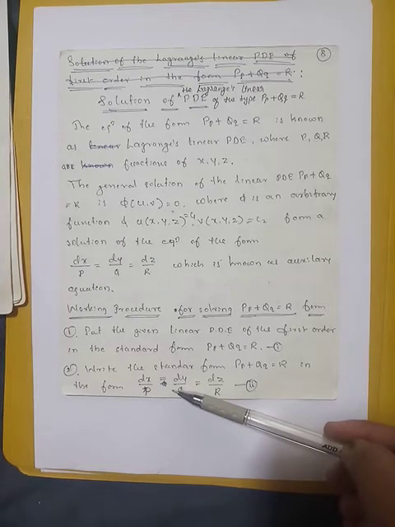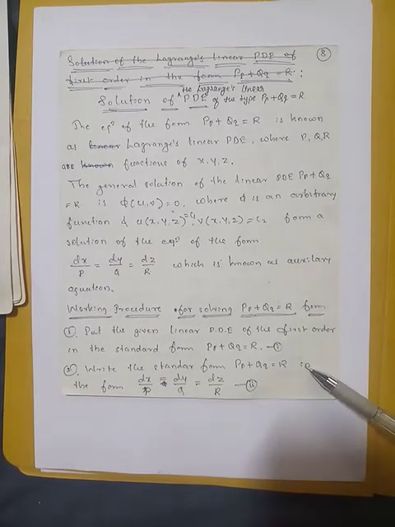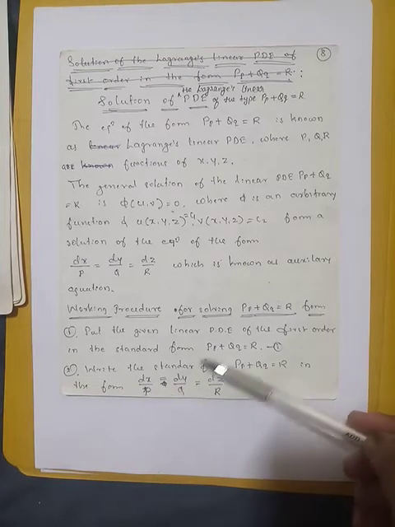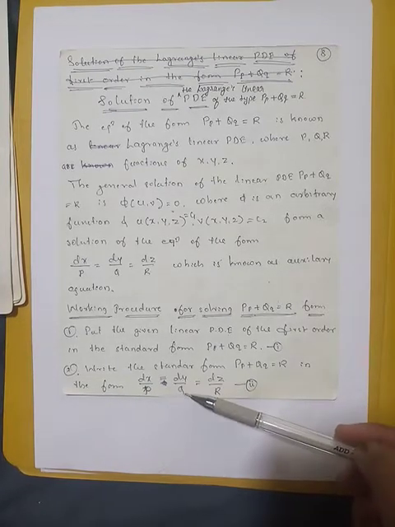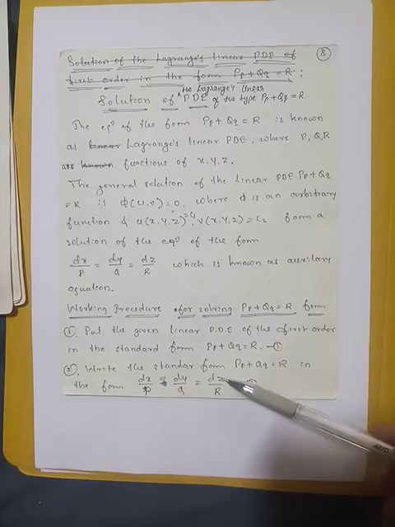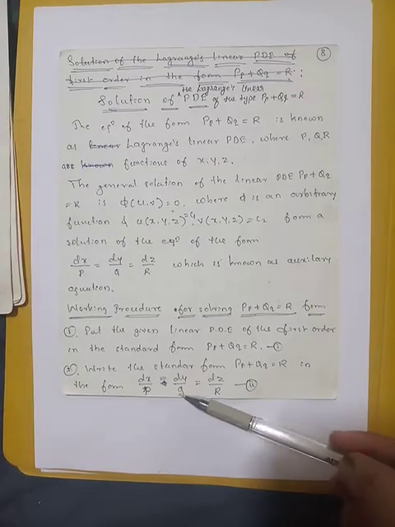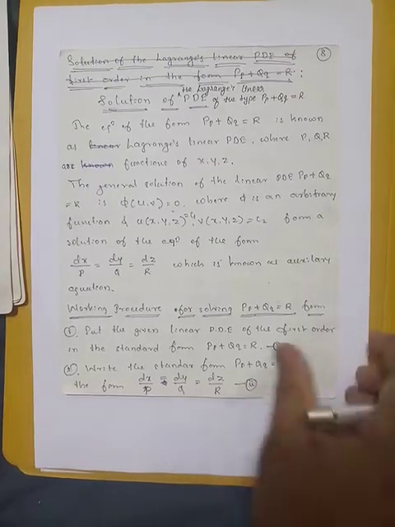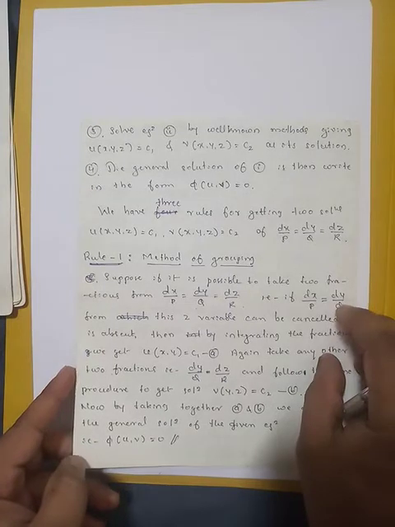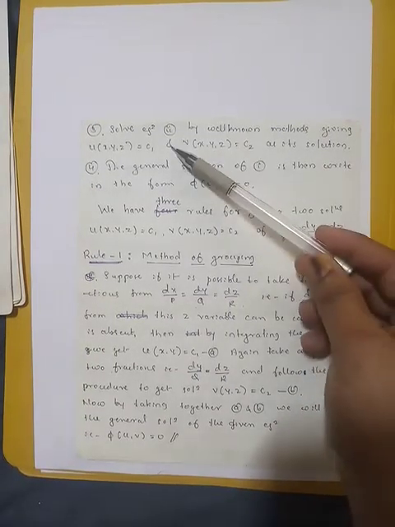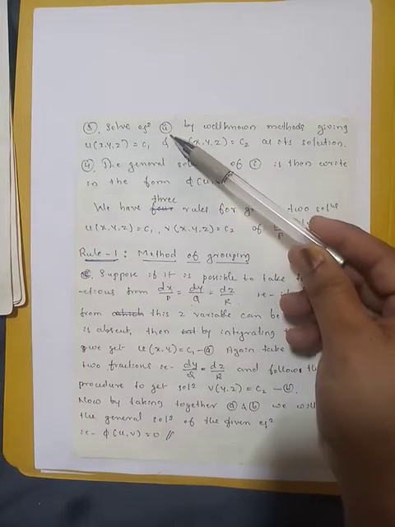The second step is to write the auxiliary equation: dx divided by the value of P equal to dy divided by the value of Q equal to dz divided by the value of R. These P, Q, R are in terms of x, y, z. Now the third step is to solve equation 2. So what is equation 2? It is the auxiliary equation.